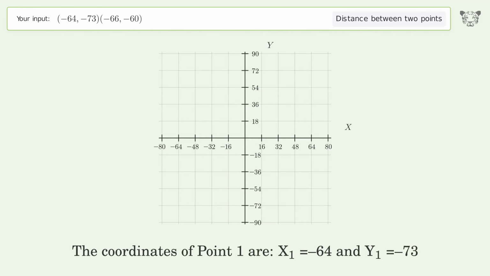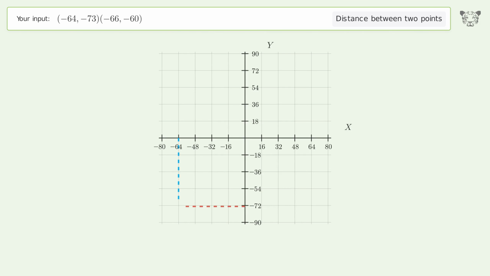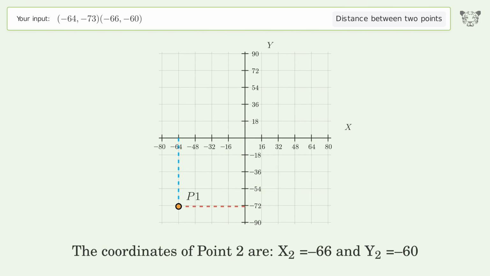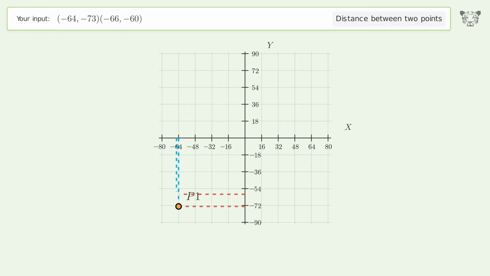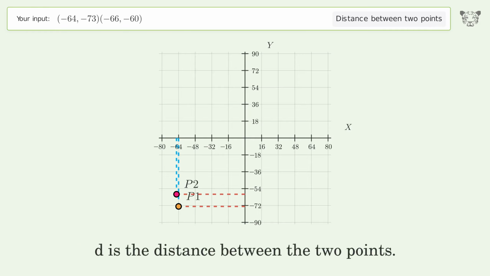The coordinates of point 1 are, x1 equals negative 64 and y1 equals negative 73. The coordinates of point 2 are, x2 equals negative 66 and y2 equals negative 60. D is the distance between the 2 points.